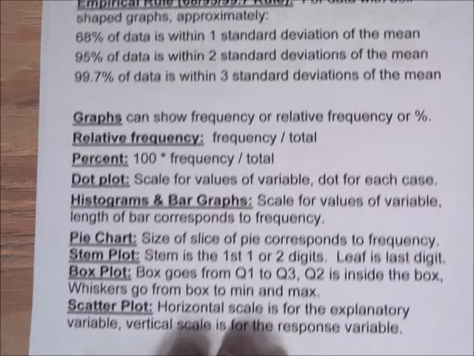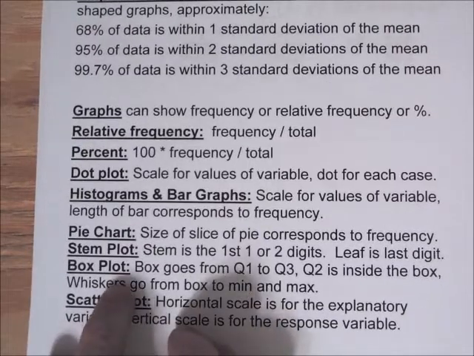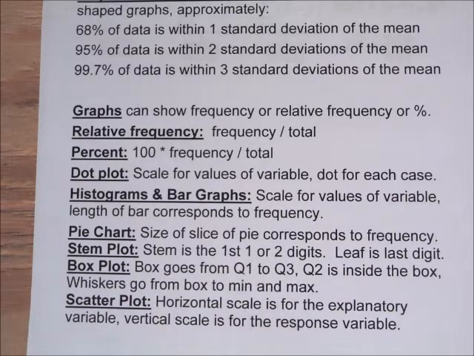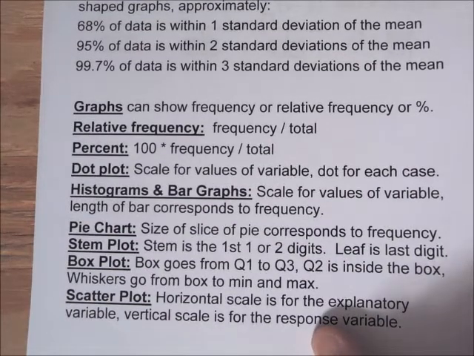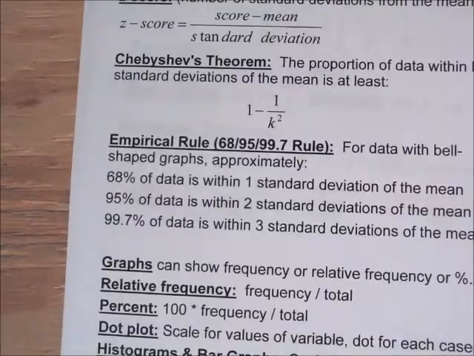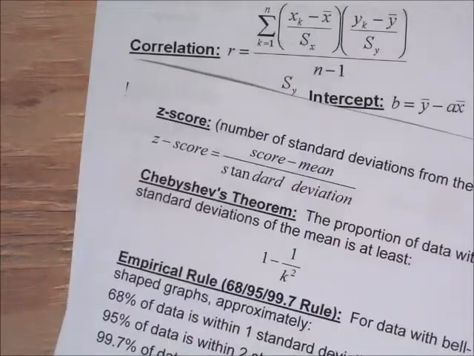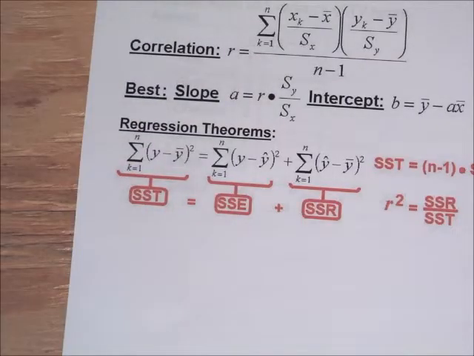Box plot is a good graph if you're mainly interested in symmetry versus skewness, because it only uses the quartiles. Scatter plot is for two variable data, and it shows the relationship between the two variables. And we have a numerical way of showing the relationship between the two variables.